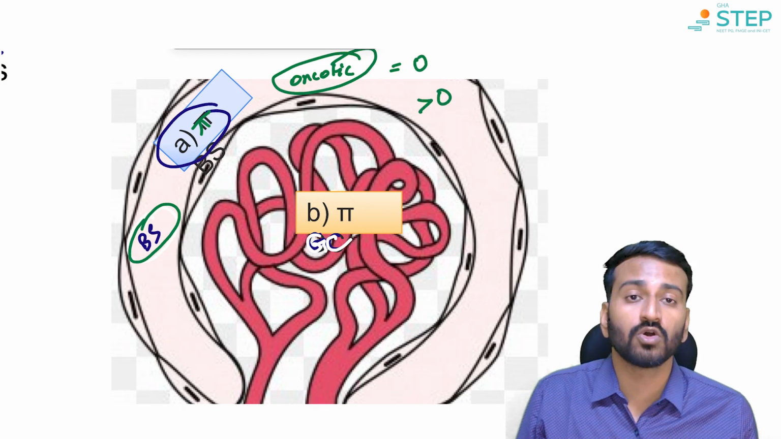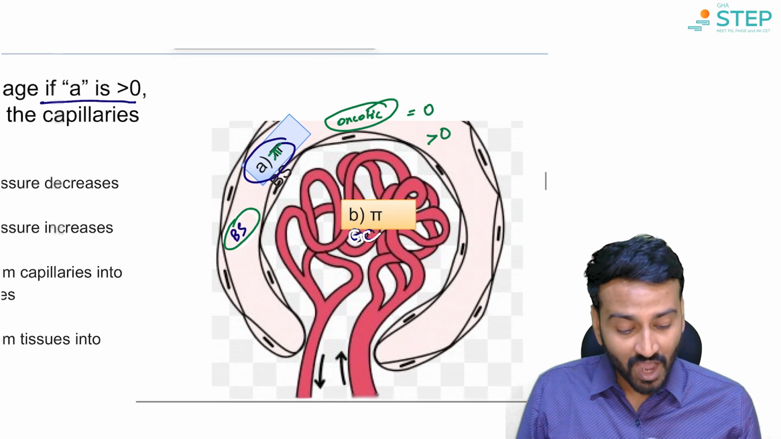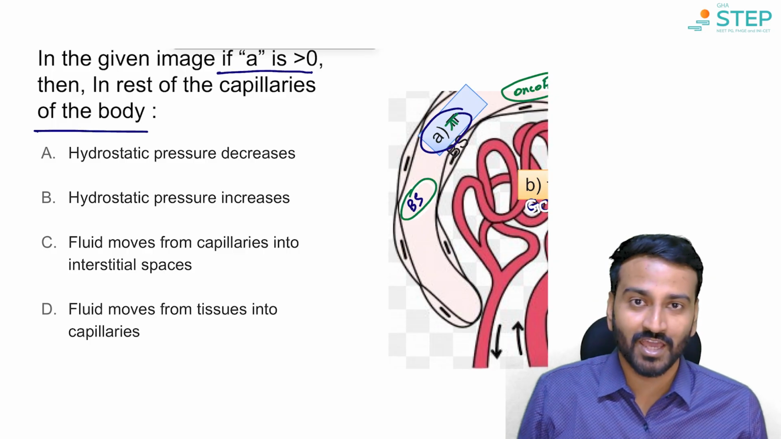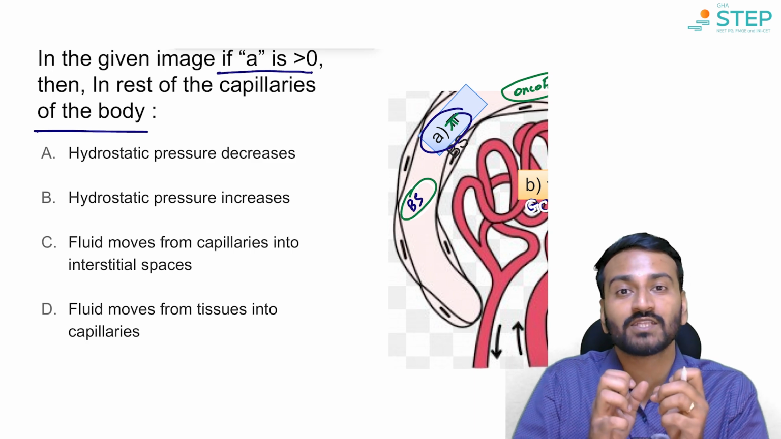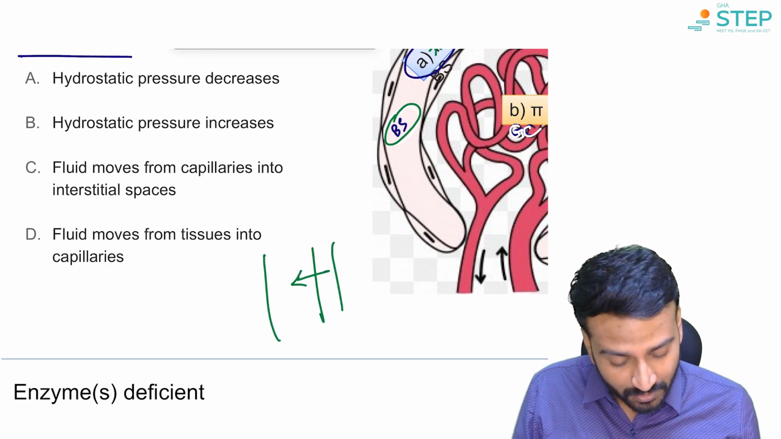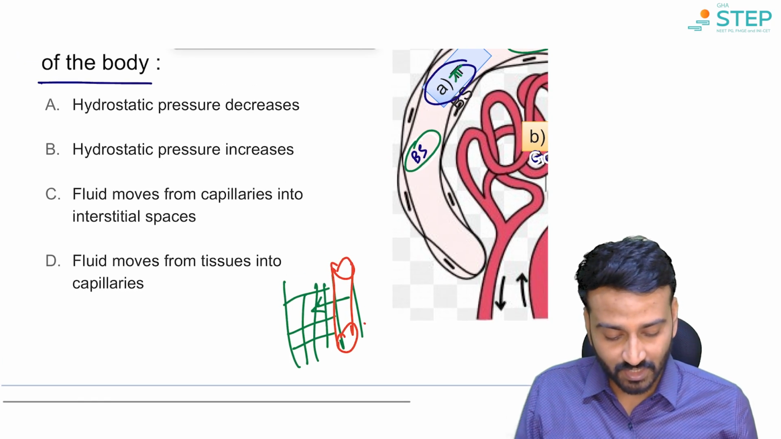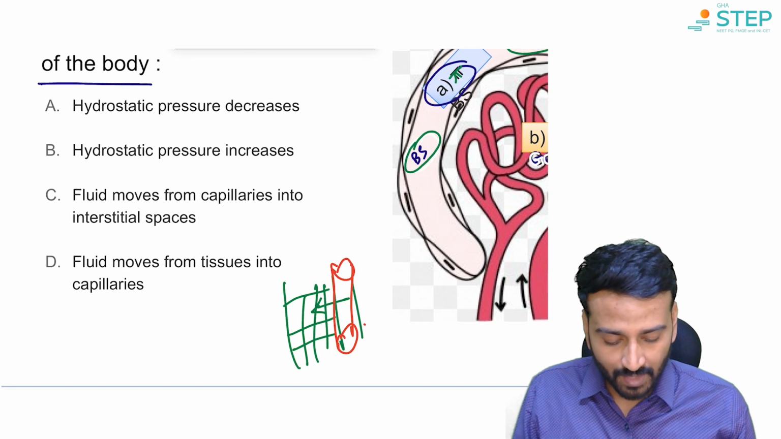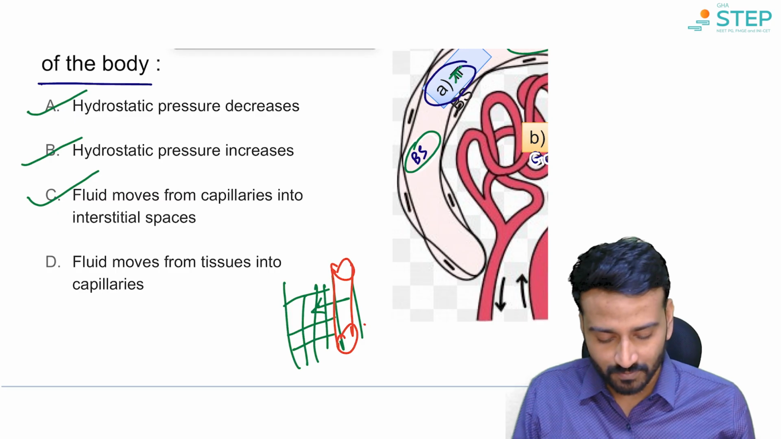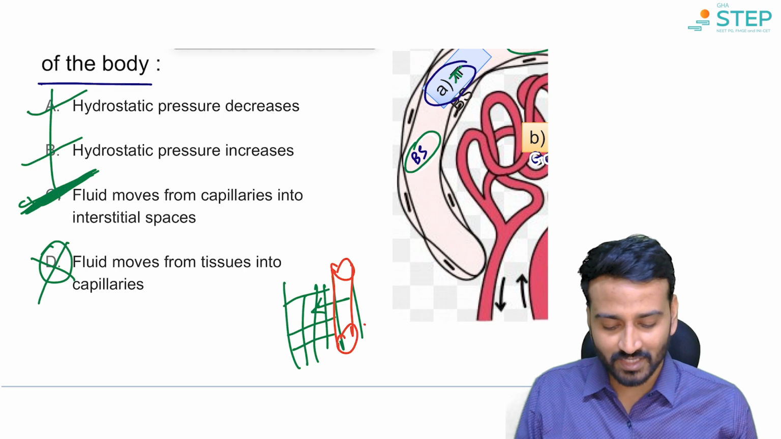If it is more than 0, that means there is some damage to the basement membrane and the filtration of protein is occurring. If there is protein loss, the oncotic pressure will decrease in the circulation. That means the hydrostatic pressure and oncotic pressure balance will be disrupted, leading to the movement of fluid from the intravascular compartment into the interstitium, okay, from the blood vessel into the interstitium. So that is told over here, fluid moves from capillaries into the interstitial spaces. Hydrostatic pressure will not change at all, so these both are wrong. And fluid moves from tissues into capillaries, no, this is wrong. Answer is C.